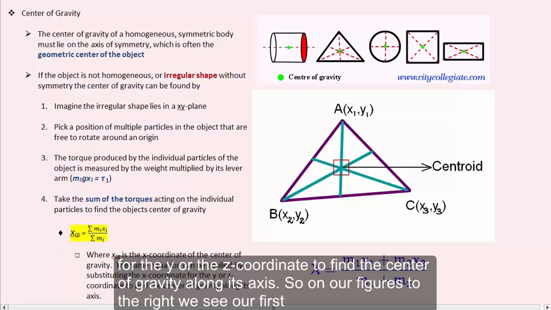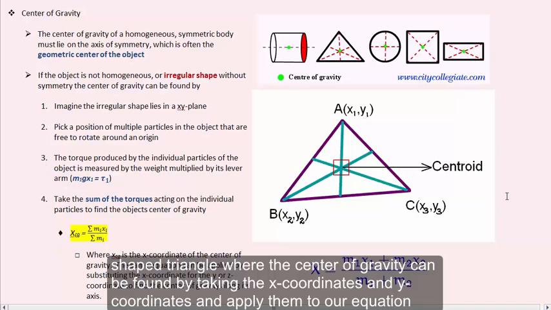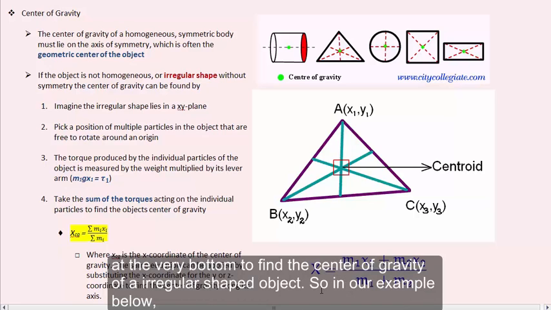So in the figures to the right, we see our first figure has a symmetrical shape where the center of gravity lies in the geometric center of the object. And in our second, we see an irregularly shaped triangle where the center of gravity can be found by taking the x-coordinates and y-coordinates and applying them to our equation at the very bottom to find the center of gravity of an irregularly shaped object.